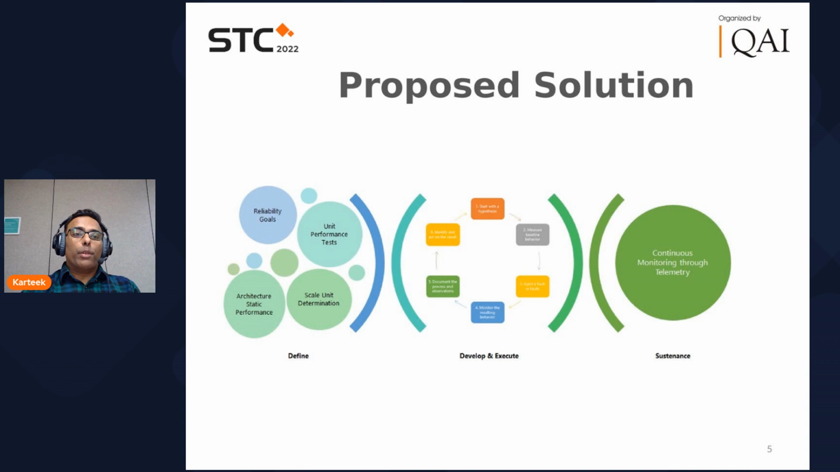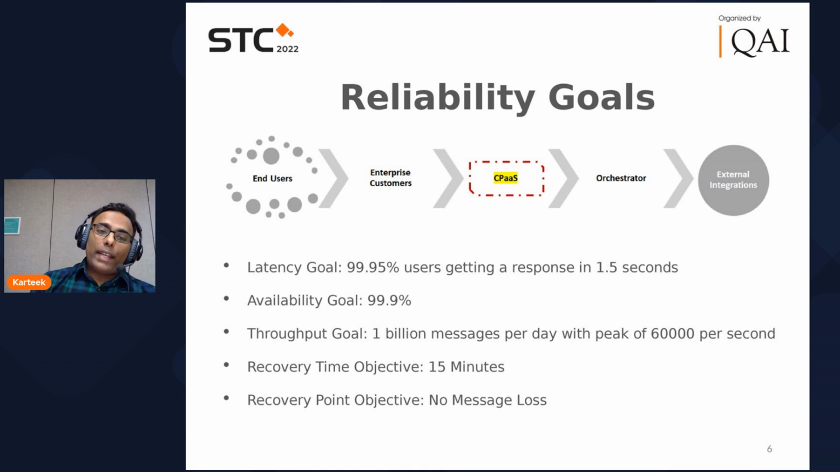So, going to the proposed solution, my proposed solution does not include one step. There are three steps to it. First, we have to define a problem, we have to develop and execute, and finally, we have to be in the sustenance of it. Even define is not only a static definition, define itself consists of certain actions that give us valid inputs that are required to develop and operate. The first one is defining reliability goals. Before we solve any problem, we need to understand what we are trying to achieve and what is termed as success to us.